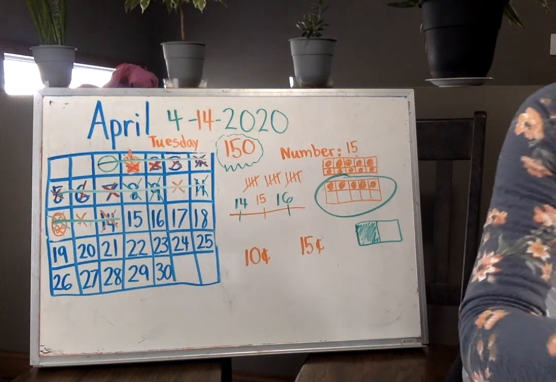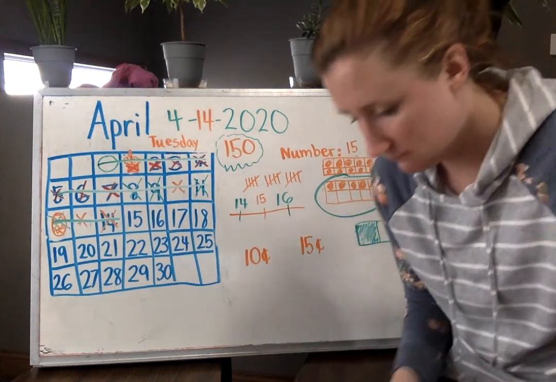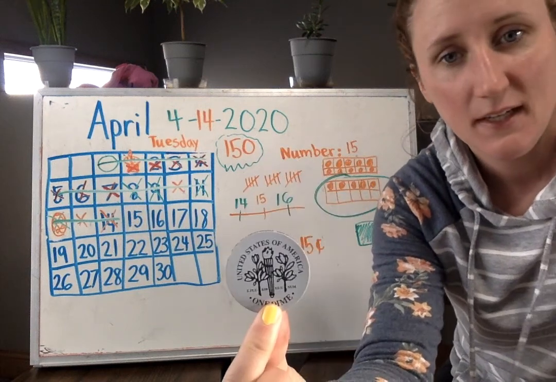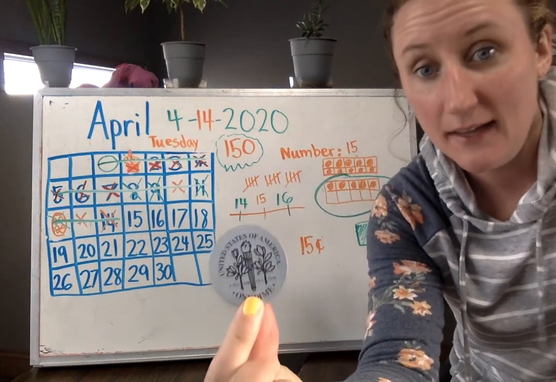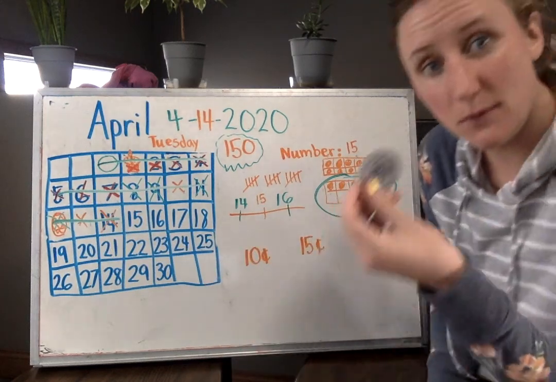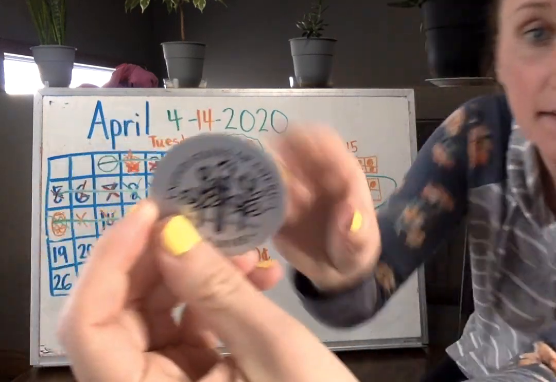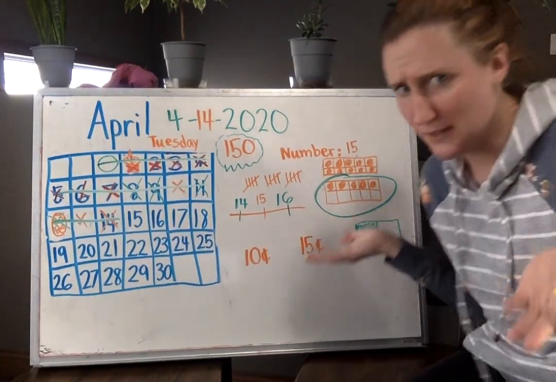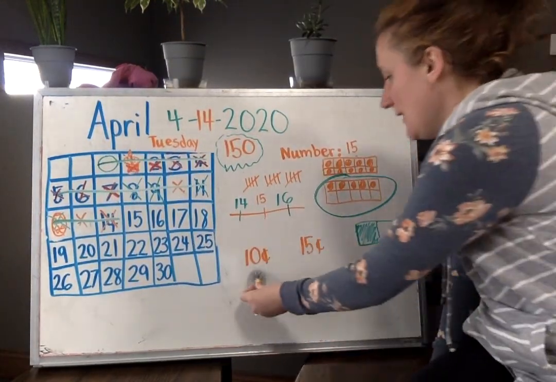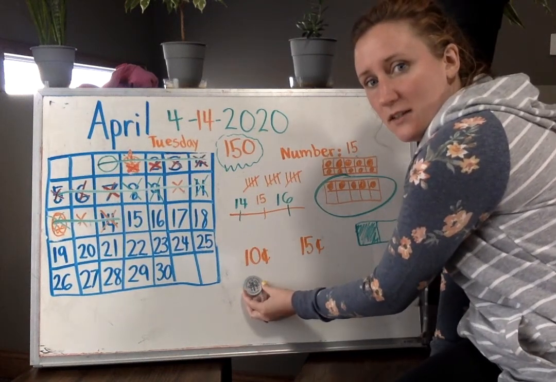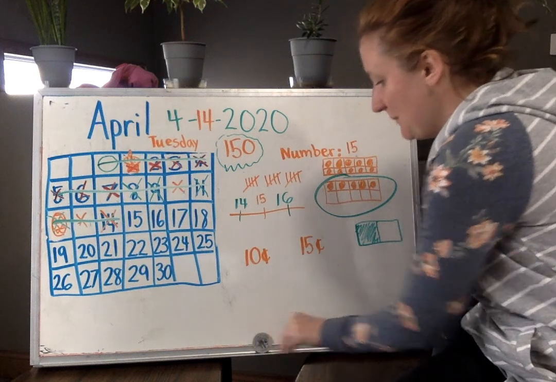Oop, just dropped it. Do you know what this is, kindergarten? This is the tail end of a dime. We're used to seeing the head side, but it's important that you can know what each side of a coin looks like. So a dime is worth how much? 10 cents. So I can put a dime right under my 10 to show 10 cents, okay?